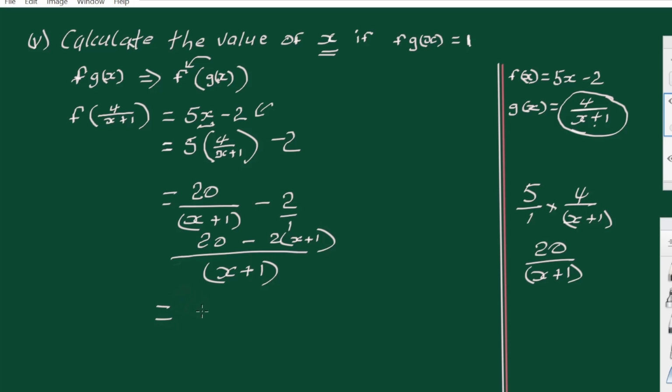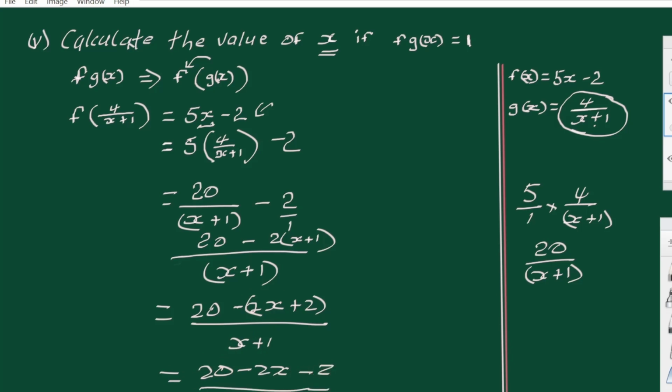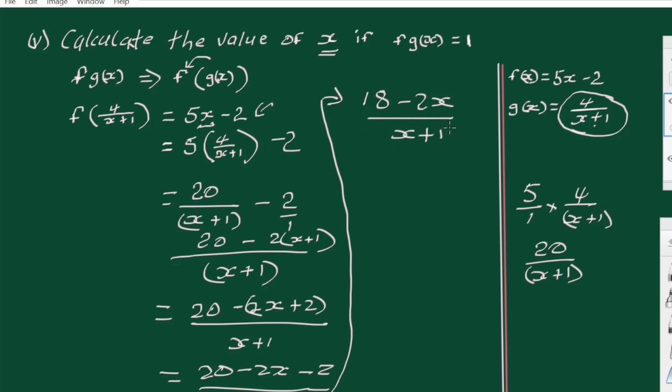When we finish here, we'll get 20 minus 2x plus 2 all over x plus 1. Having done that, when we expand out the brackets here, it will be 20 minus 2x minus 2 all over x plus 1. Now when we simplify this, we'll get 18 minus 2x all over x plus 1.